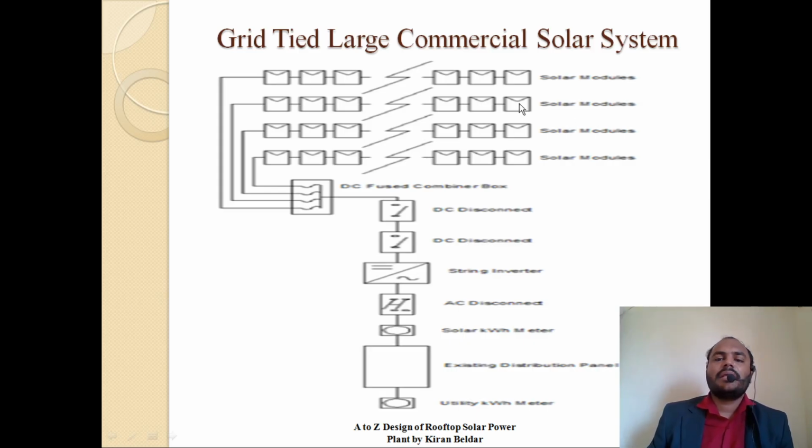These blocks are nothing but solar panels. Each line is one string. Each line is the second string, third string and fourth string. String-wise, we are connecting these lines or cables to a DC combiner box or DC junction box. The function of the DC junction box is to combine the power of each string into a single combiner box.